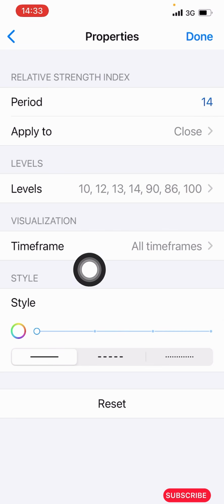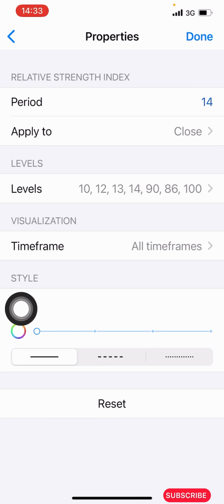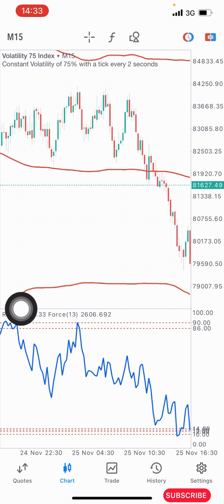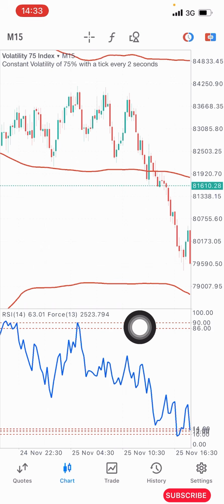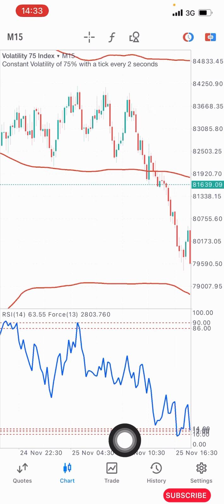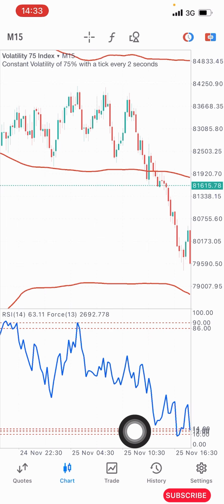The time frame, you make it all time frame. The style, you make the color of your background white, and you make it 1 pixel. After that, you click on done. We are done with the relative strength index. So if you add the relative strength index, you are going to have this red line here, this 90 and 86, and you can see the 15, the 10, and all that here. So we have the overbought and the oversold levels here.